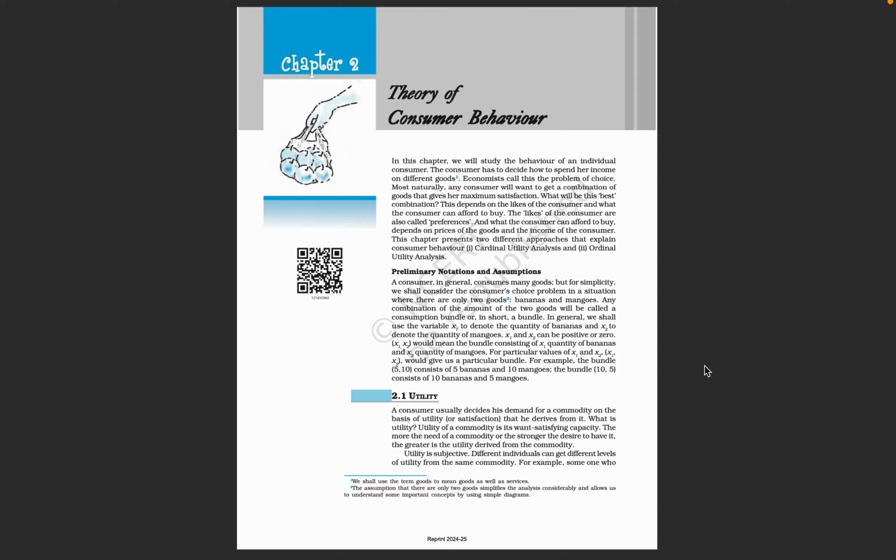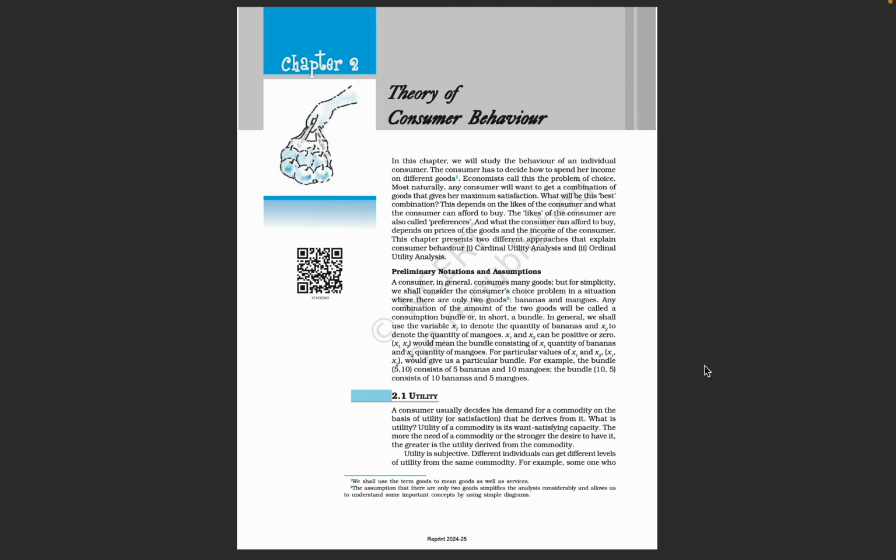Chapter 2: Theory of Consumer Behavior. In this chapter, we will study the behavior of an individual consumer. The consumer has to decide how to spend her income on different goods. Economists call this the problem of choice. Most naturally, any consumer will want to get a combination of goods that gives her maximum satisfaction. What will be this best combination?